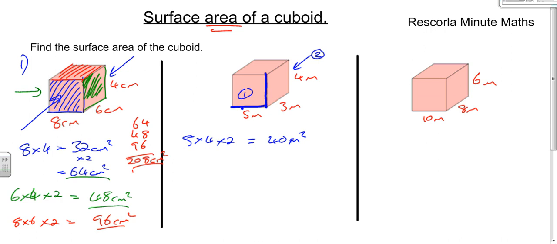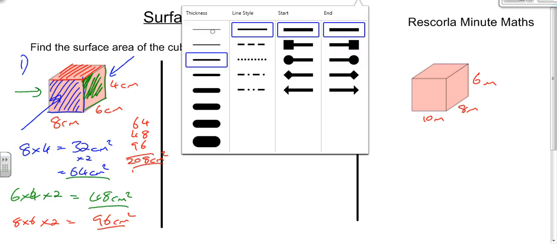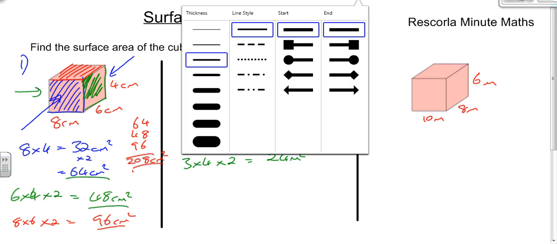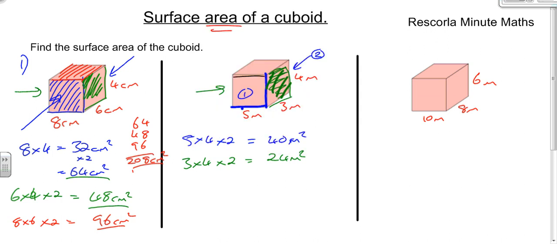And then we've got this side here. And this is 3 times by 4. So 3 times by 4 equals 12 meters squared, and that's this side here. We need to double it because there's another side. So that's 24 meters squared. And then finally, we've got the one on the top, which is 5 by 3. So 5 times by 3 is 15 meters squared. Times that by 2, and that equals 30 meters squared.